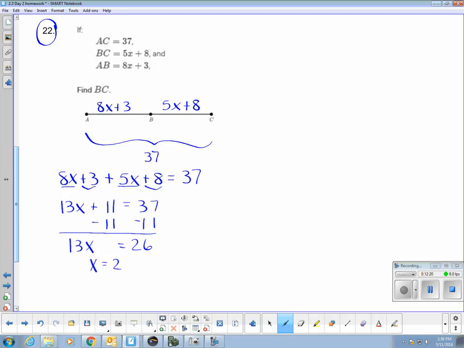So now that I know what my value of x is, and I want to find the distance from B to C, I'm going to take out x and replace it with the number 2. So 5 times 2 is 10 plus 8 is equal to 18. So BC is equal to 18.